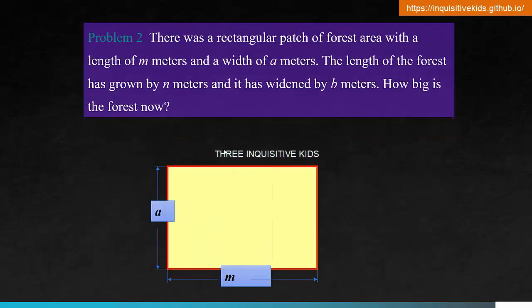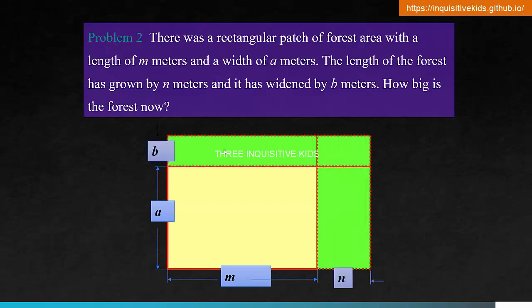Problem 2. There was a rectangular patch of forest area with a length of m meters and a width of a meters. The length of the forest has grown by n meters and it has widened by b meters. How big is the forest now? So now this entire rectangle is how big the forest is. How would you express that using the variables we have over here?